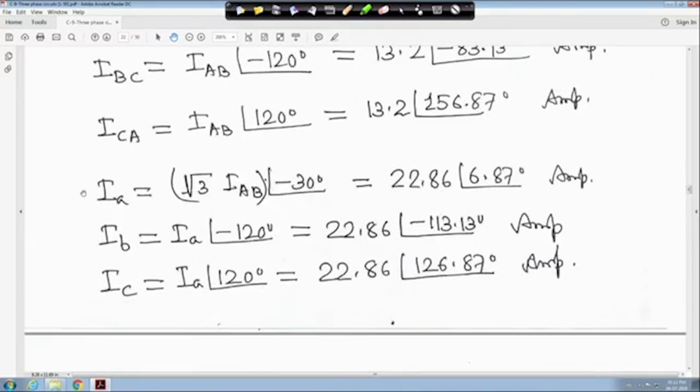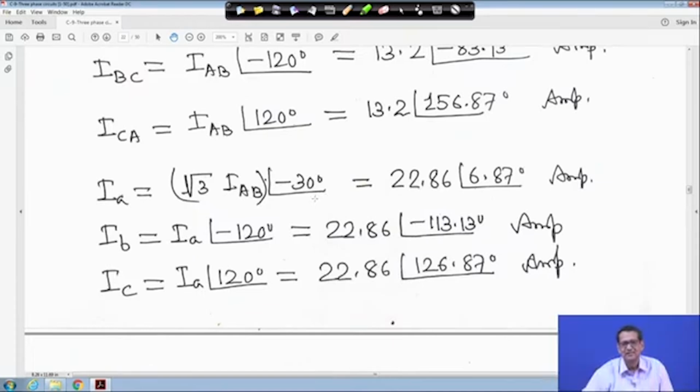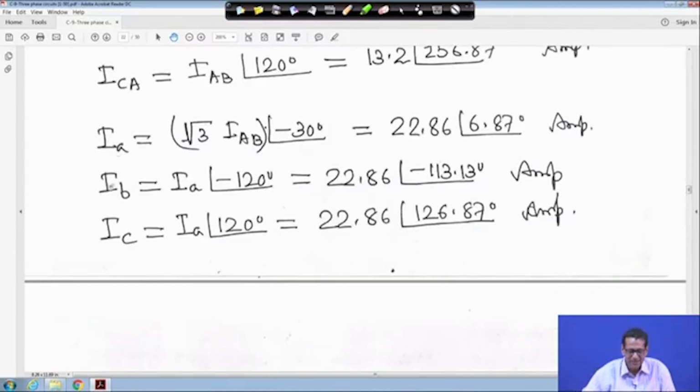And we know the line current is equal to √3 times the phase current, with the angle shifted by minus 30 degree, all of which we have derived. A little bit of practice is necessary. If you do so, you will get the values of IA, IB, IC with the same magnitude, and the angle difference will again be 120 degree. The magnitude is 22.86 ampere for all of them, with these angles.